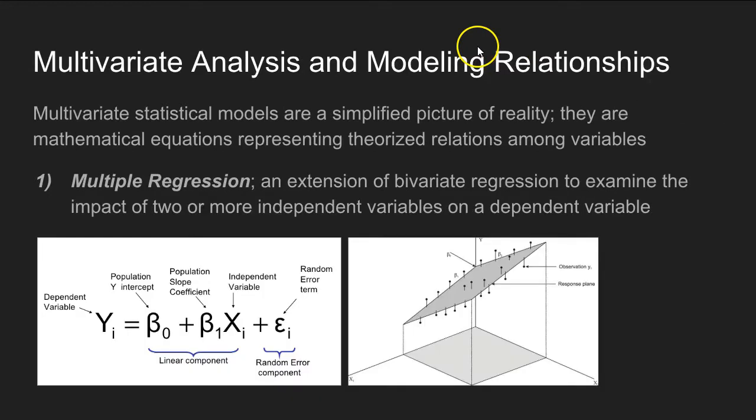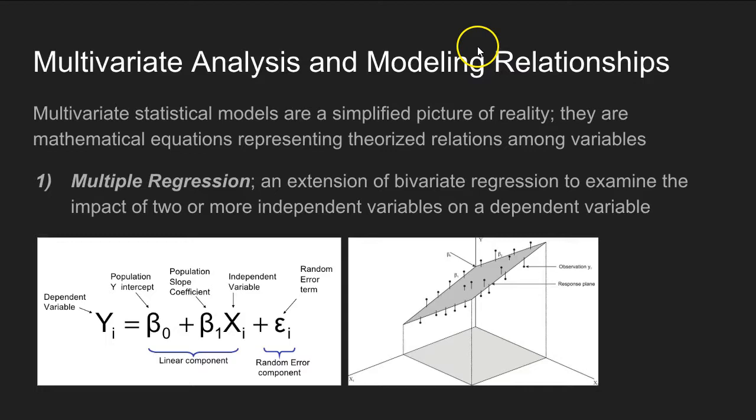A final stage in data analysis with quantitative data from surveys and other types of quantitative studies is multivariate analysis. In multivariate analysis, you're using multivariate statistical models to represent theorized relationships among three or more variables. One of the popular ways of conducting multivariate analysis in the social sciences is multiple regression.